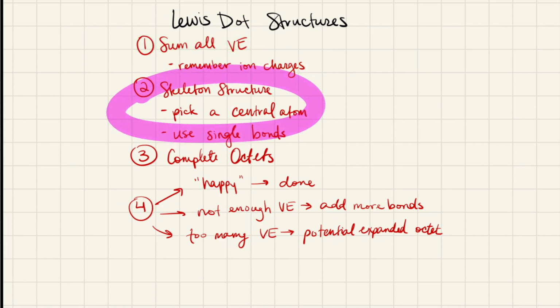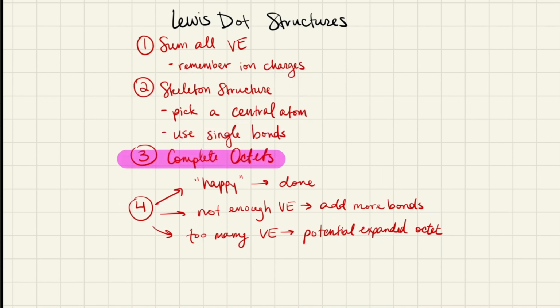Next, we start off with our skeleton structure, which involves picking a central atom, the one with the highest capability of bonding, and connect everything with single bonds. And then we start with the octet rule. We complete what we call the octets, and there are usually 3 potential outcomes to this. We're going to do an example that's pretty straightforward, nothing extra at the end.